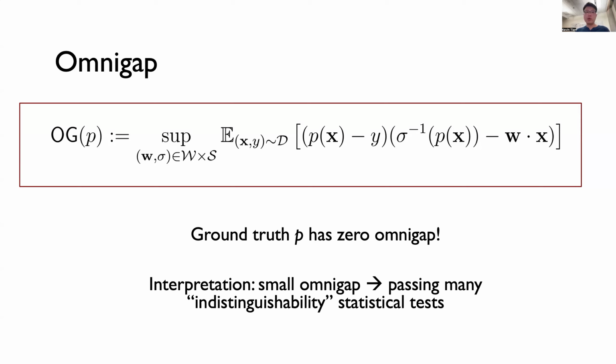And inspired by this, you can think of each set of w comma sigma as a single statistical test. And the interpretation is that if you have a small omni gap, then your predictor p passes many of these statistical tests. So this is related to these earlier notions of outcome indistinguishability used by previous omni-predictor recipes.